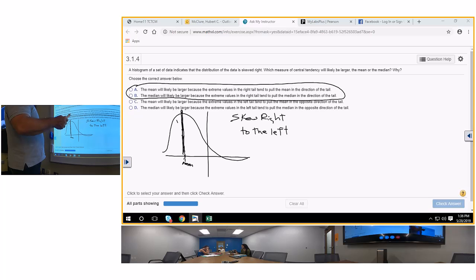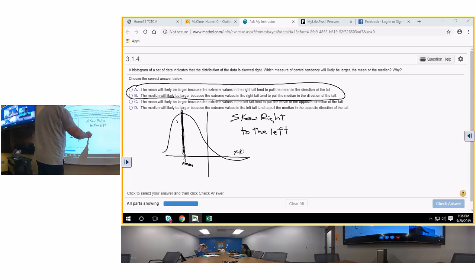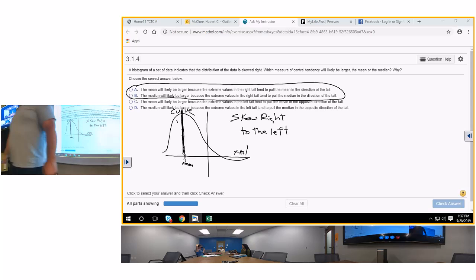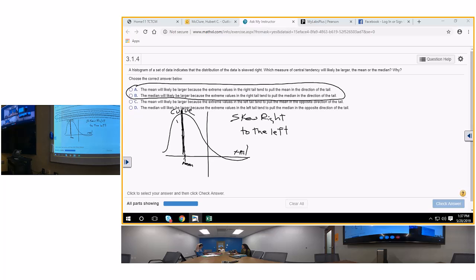The mean will likely be larger. The median will likely be larger because the extreme values in the right tail tend to pull the median in the direction of the tail. Well, see, they're talking about two different things. This is the tail, and this is the curve. So I've never called both of them the tail, so I have no idea what they're talking about.